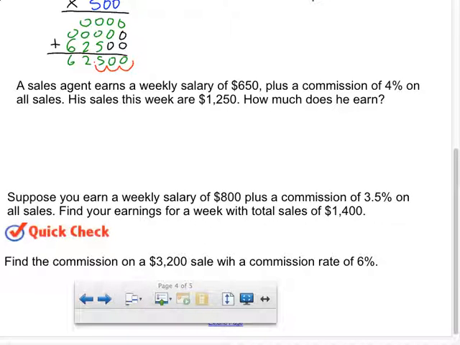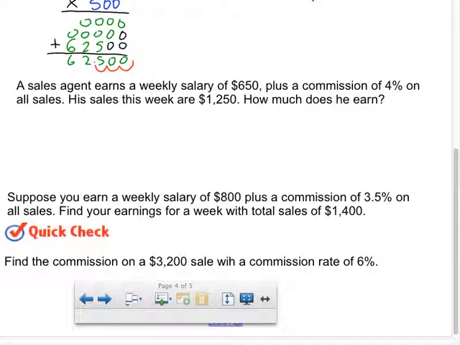Okay, a sales agent earns a weekly salary of $650. So imagine you had a job that you just worked on commission and you never sold anything. That would stink. You're just standing around waiting to sell something, you're not getting paid. Right? But most commission jobs don't work that way. They usually give you a base salary. So in this particular job, this sales agent earns a weekly salary of $650. So if they sell absolutely nothing that week, they still get $650.